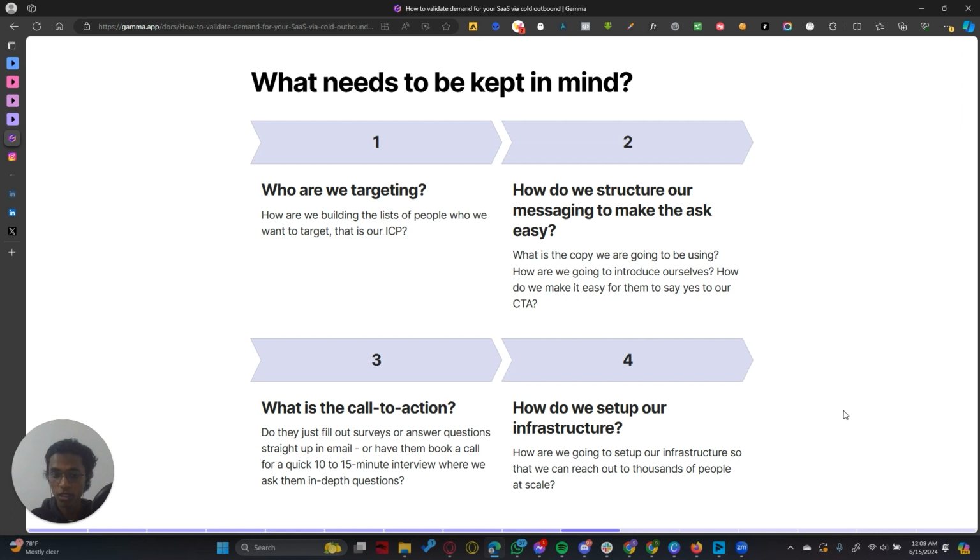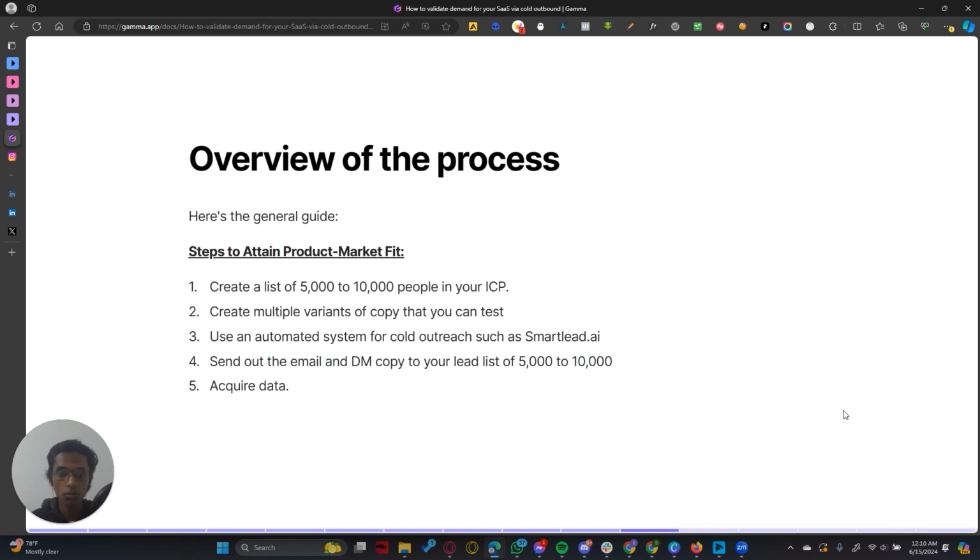That is CE. What is the call to action, right? Do they just fill out surveys or answer questions straight up in email? Or do we have them book a call for a quick 10 to 15 minute interview where we ask them in-depth questions? You got to decide that as well. Now, the fourth thing is to figure out how do we set up our infrastructure so that we can reach out to thousands of people at scale. You got to keep all those things in mind.